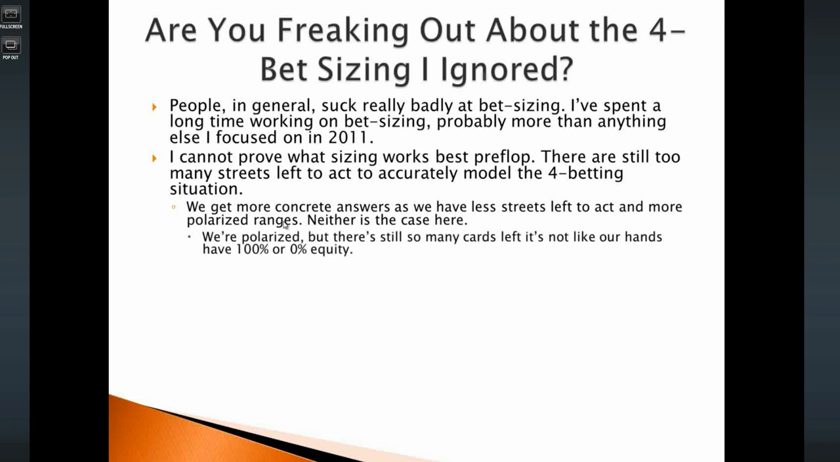We're polarized, but there's still so many cards left to act. It's not like our hands have 100% or 0% equity. So when I say polarized, I mean really polarized. I don't mean just that, hey, we have a 3-betting value range and a 3-bet bluffing range.